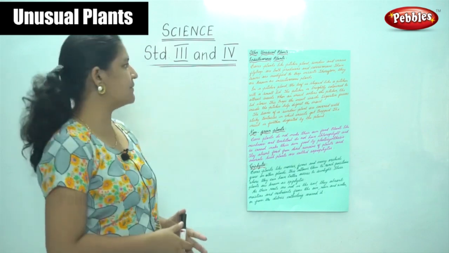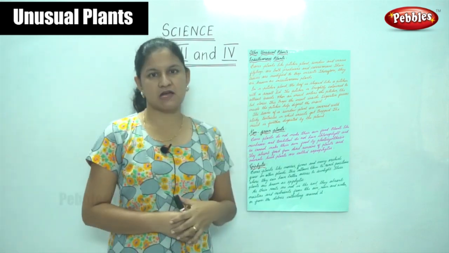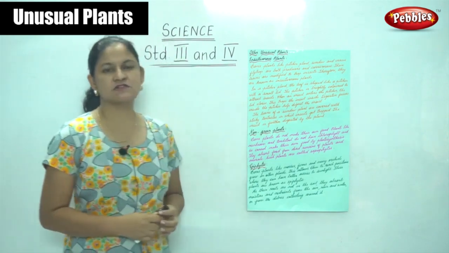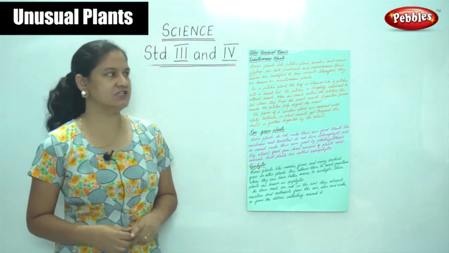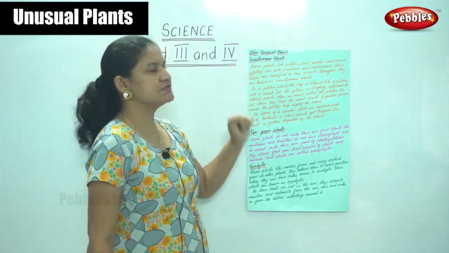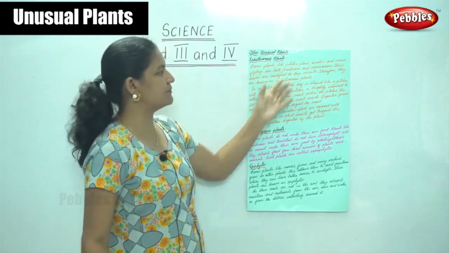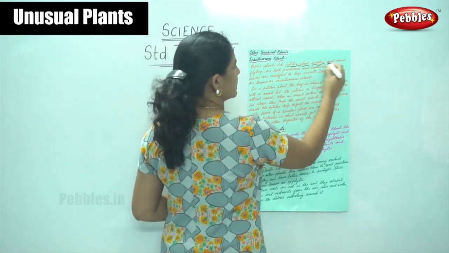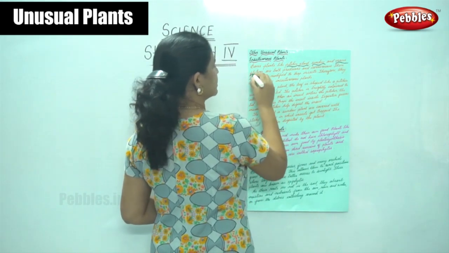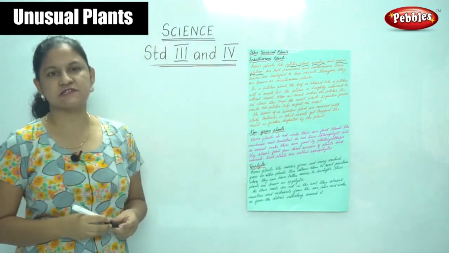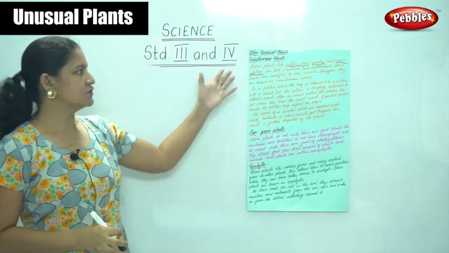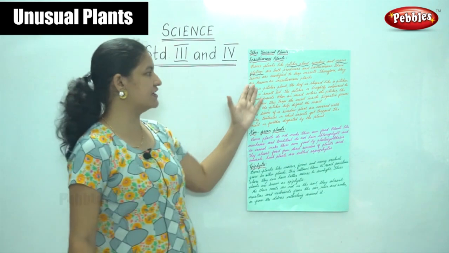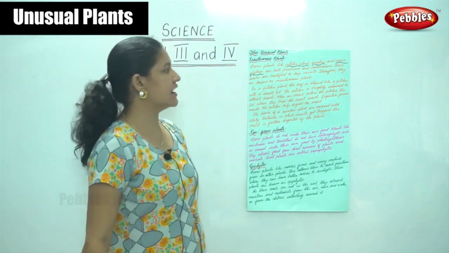Next we are going to see about unusual plants. So we have the insectivorous plant, which is also known as the Venus flytrap. Plants like the picture plant, sundew and Venus flytrap are both producers and carnivores.